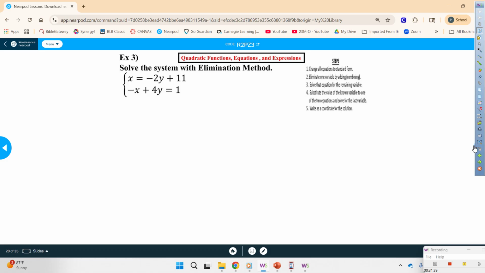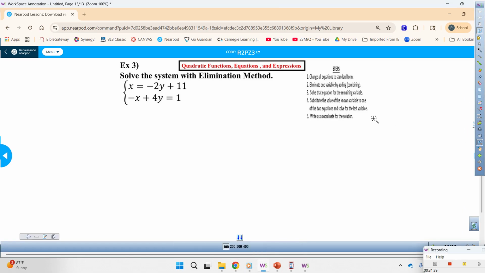Focus, focus, focus. You got x equals negative 2y plus 11 and negative x plus 4y equals 1. All right. Here we go. Let me zoom in.